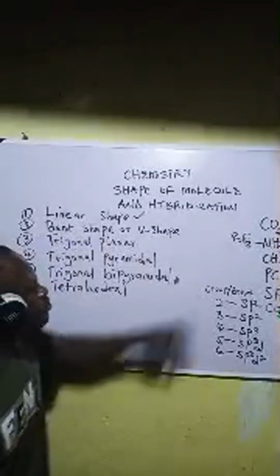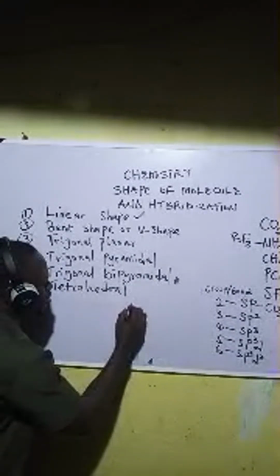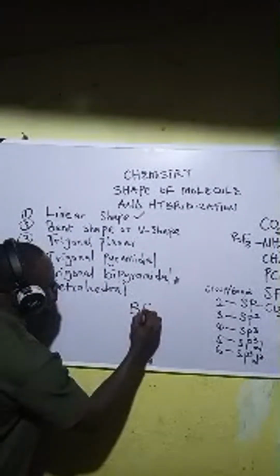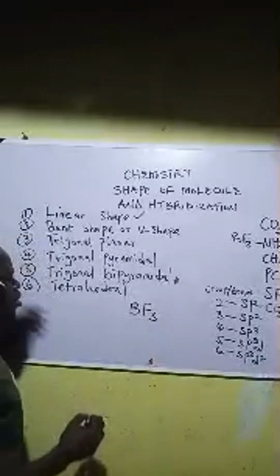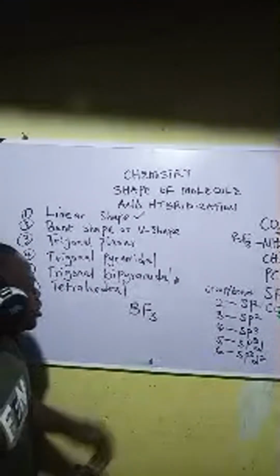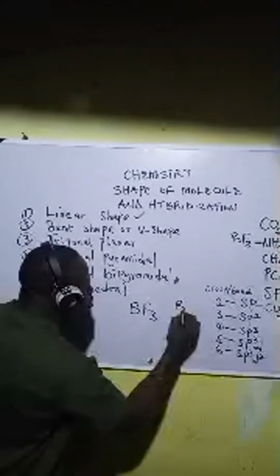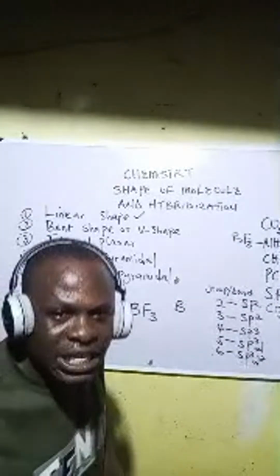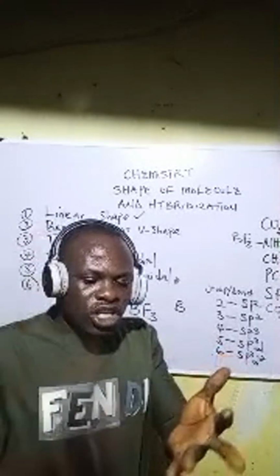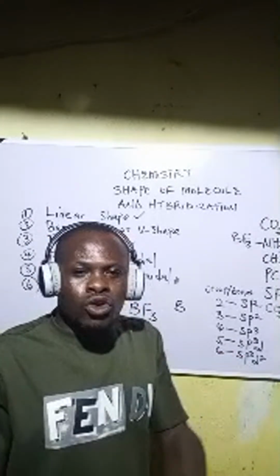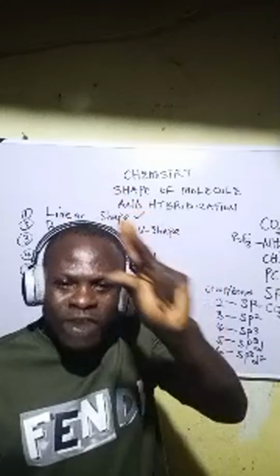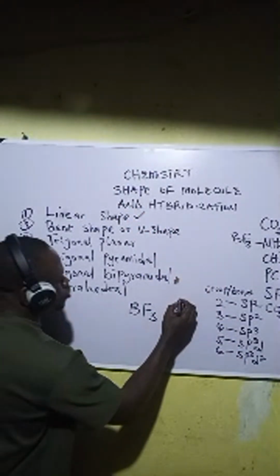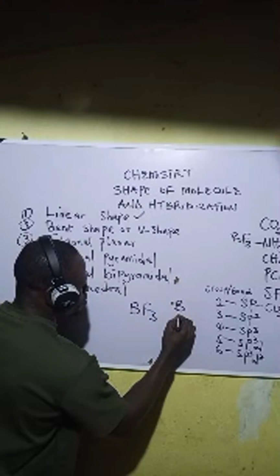Now, let's look at the example of trigonal planar. When you have boron trifluoride, sorry, I was calling it beryllium. Now, this boron has how many valence electrons? Hydrogen, helium, lithium, beryllium, boron. So it has 3 valence electrons.